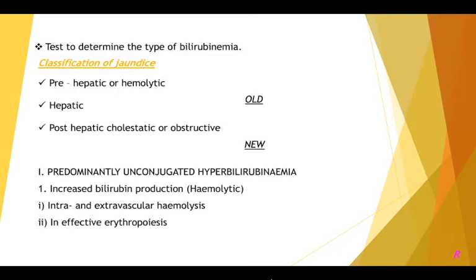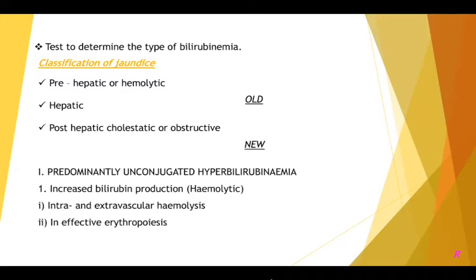Next is hepatic. So before the liver, in the liver, and after the liver. Hepatic means reduced intake by the liver, that is, the liver is not absorbing the unconjugated bilirubin, or there is some impairment in the conjugation process. Now the third one is post-hepatic, cholestatic or obstructive. That is, the conjugation process has taken place, but after that it is not getting excreted to the intestine, so there is some obstruction.